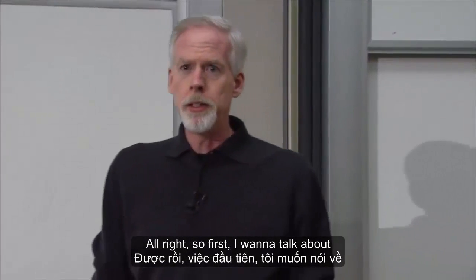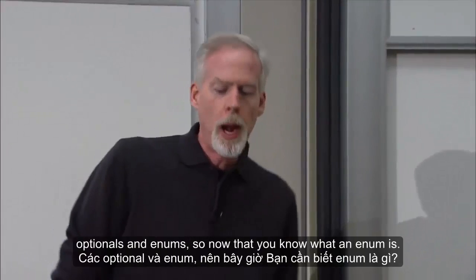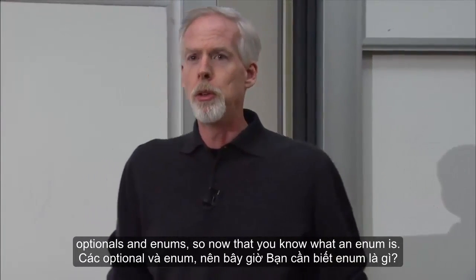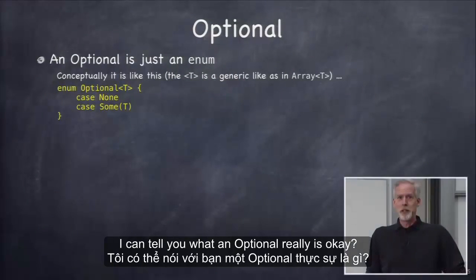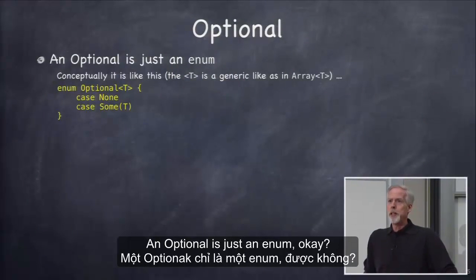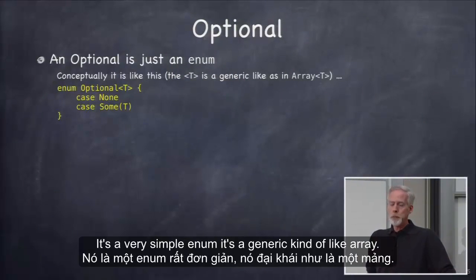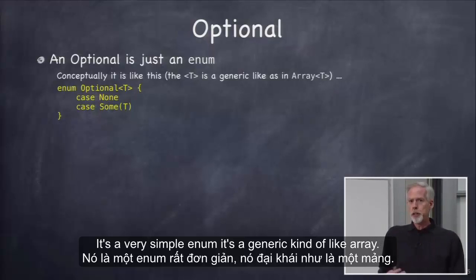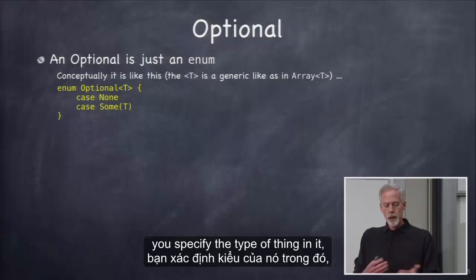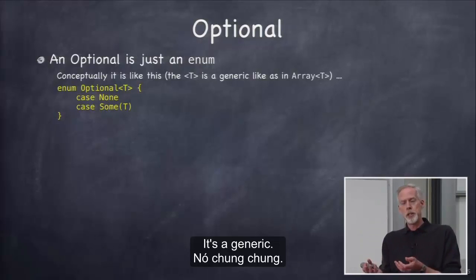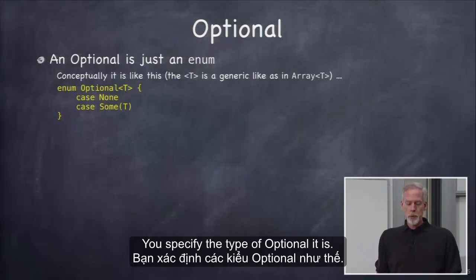All right, so first I want to talk about optionals and enums. So now that you know what an enum is, I can tell you what an optional really is. Okay? An optional is just an enum. Okay, it's a very simple enum. It's a generic, kind of like array. You know how an array, you specify the type of thing in it. Optional is exactly the same. Okay, it's a generic. You specify the type of optional, and it is.